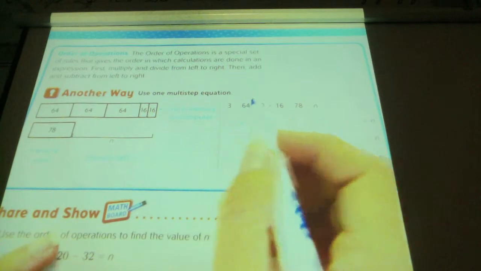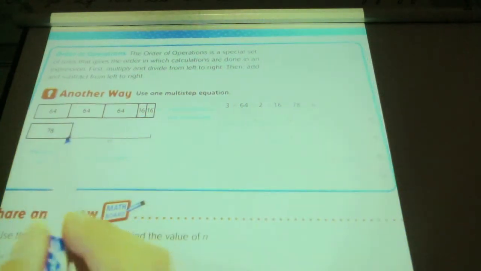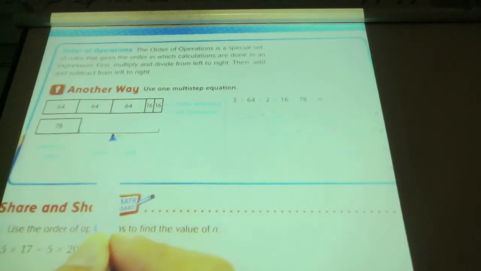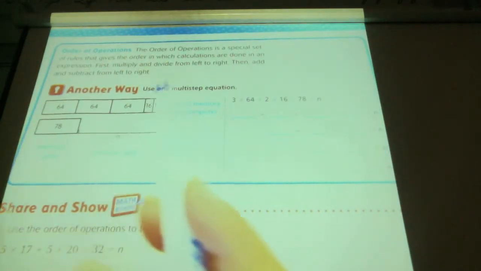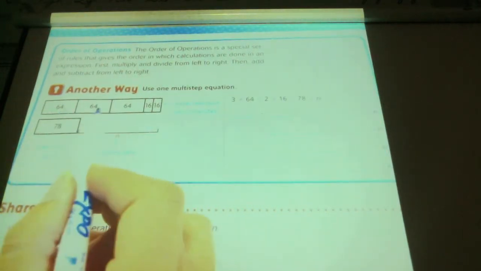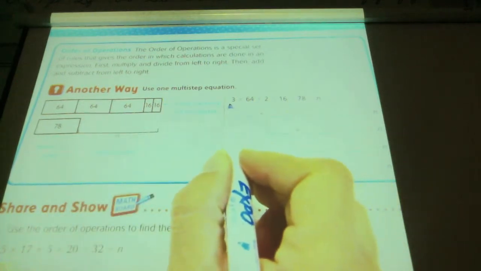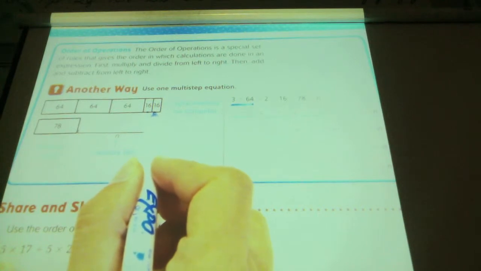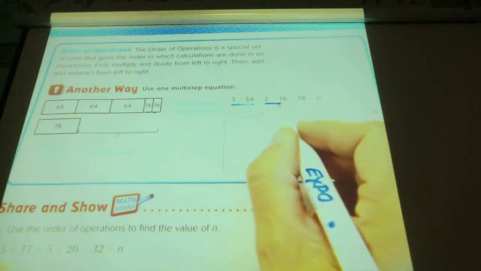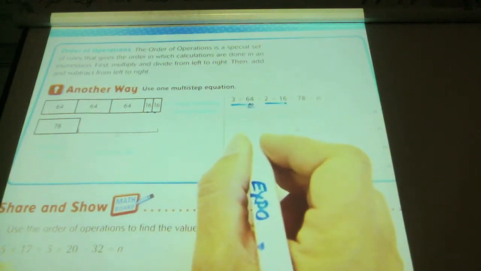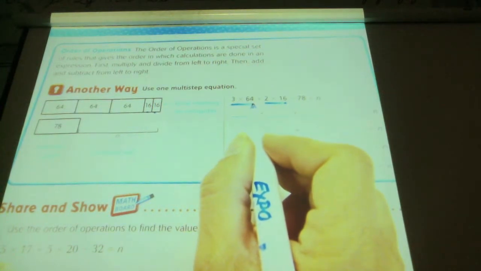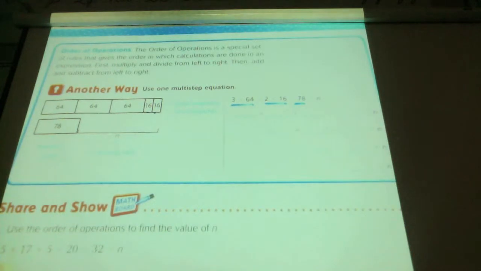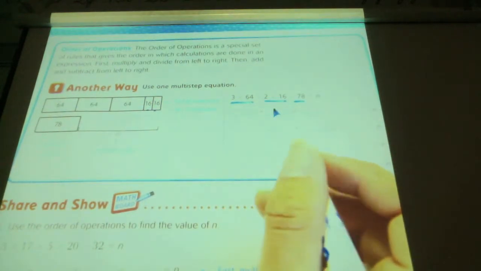If this is my problem, this was the problem we just did. Are you guys recognizing the numbers? So far, so good? Okay. So we had 3 times 64. Do you see that here so far? And then we had 2 times 16. That's right here. Did we add those two numbers together to get a total? And then we took that number and we subtracted the 78. So far, do you see that? Let me show you what happens if you don't solve it accurately.